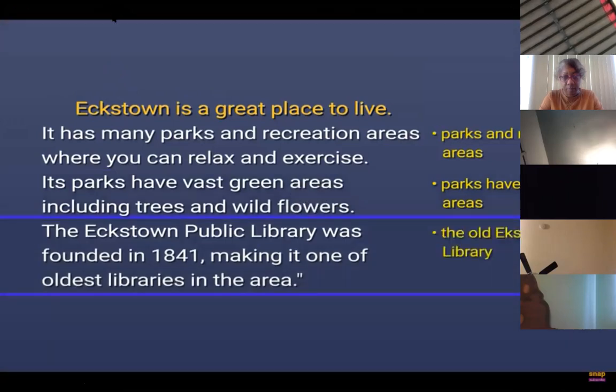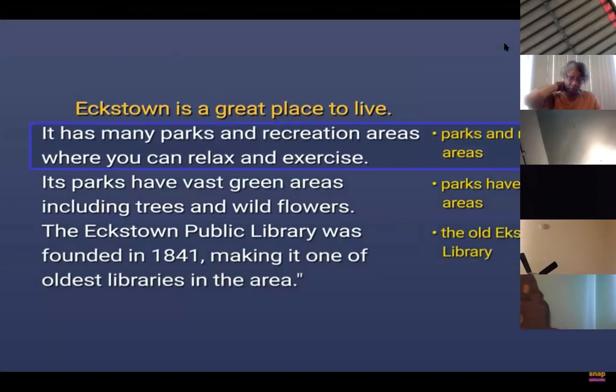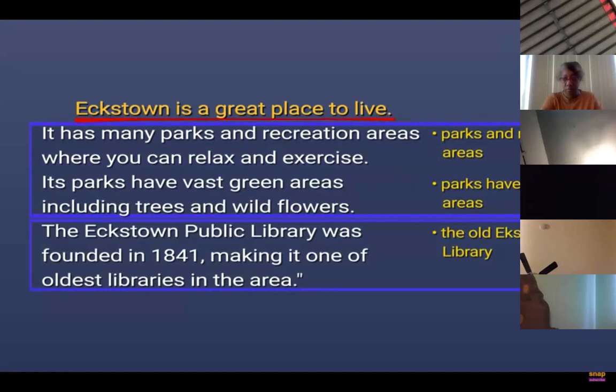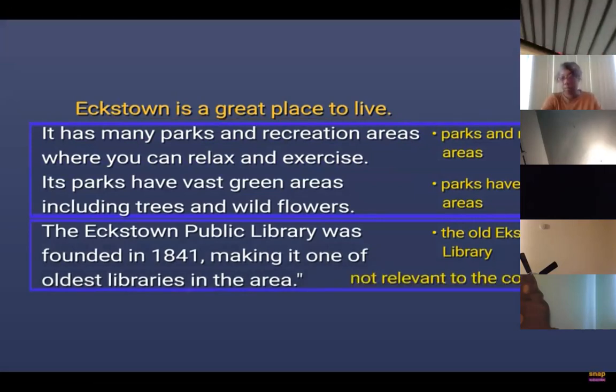this conclusion. Now, looking at each premise closely, the first is that X-Town has many parks and recreation areas. That's actually good evidence. Most people would agree that this makes any town a good place to live. The next premise is that the parks are green and beautiful. Well, that's more information about the parks still. What else is there? The final premise is that X-Town has an old library. Oh, that's great, but the conclusion is that it's a great place to live. Having an old library is interesting, but it's not quite relevant to that conclusion.